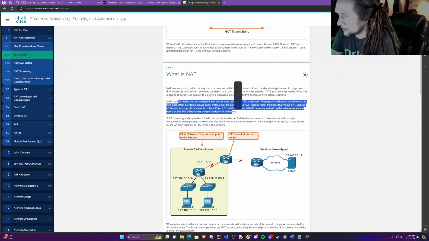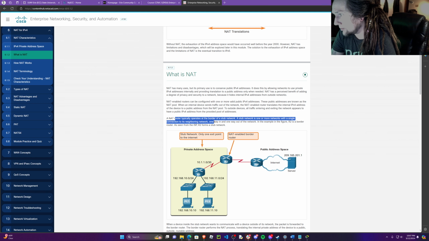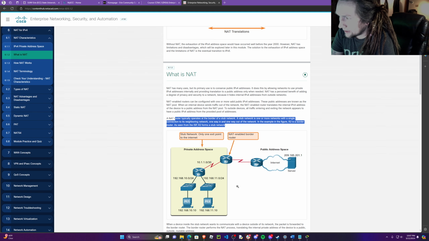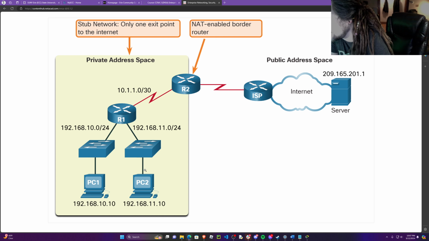A NAT router typically operates at the border of a stub network. A stub network is one or more networks with a single connection to its neighboring network. One way in and one way out. In the example in the figure, R2 is a border router as seen from the ISP. R2 forms a stub network. All right. Take a look at that here. Here's our little small home style network. All right, you got a couple computers and a router, and there's only one way out of that network to the internet. Okay.